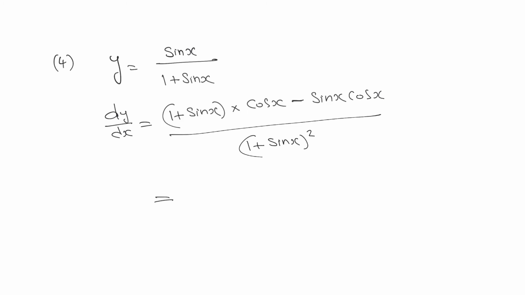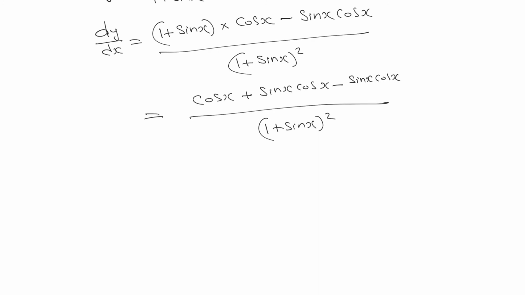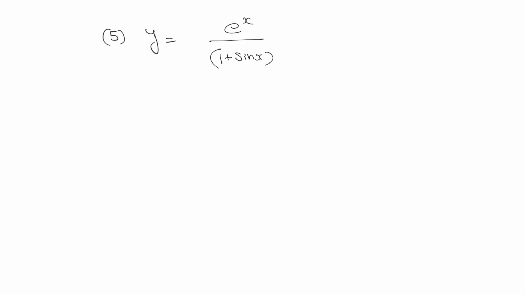So we can write this as equal to nothing but cos x minus cos x plus sin x cos x minus sin x cos x, the whole divided by 1 plus sin x the whole square. So we can cancel this plus sin x cos x and minus sin x cos x. So the final answer for dy by dx will be equal to cos x divided by 1 plus sin x the whole square.